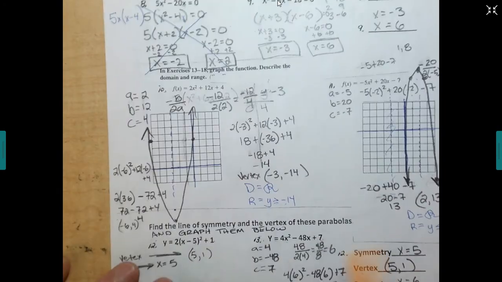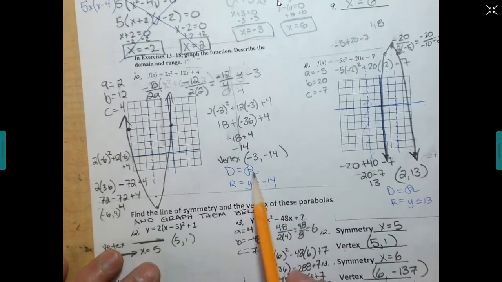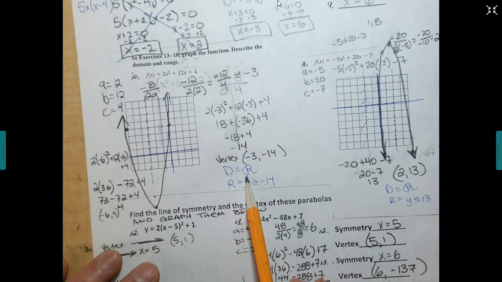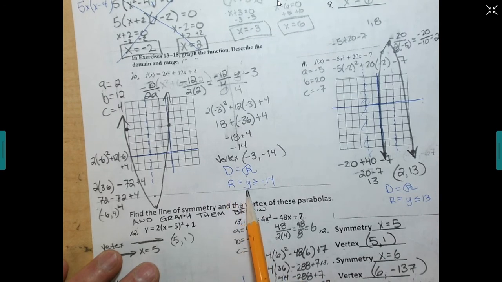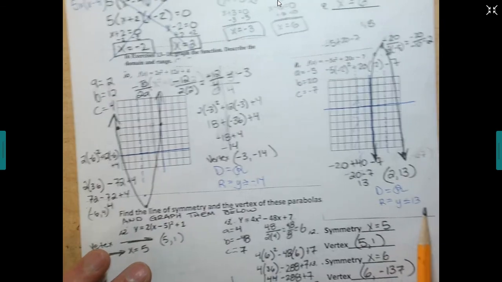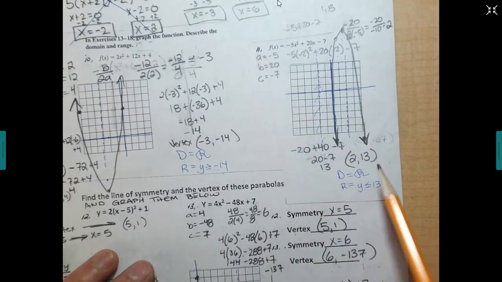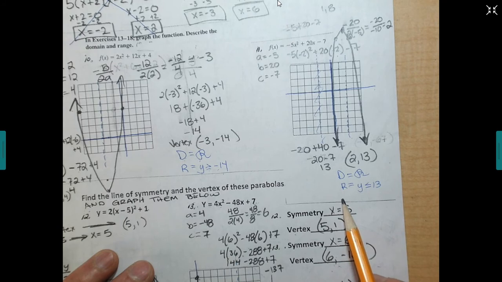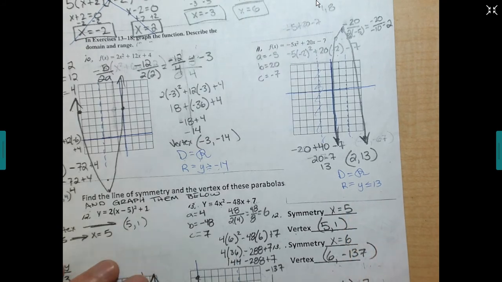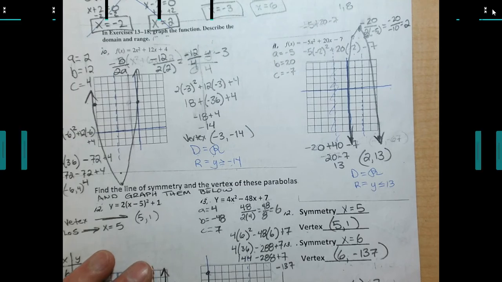2 more problems that I didn't finish. Right here on number 10, I have the domain is all real numbers, and the range is y is greater than or equal to negative 14. Excuse me. And number 11, I have the domain is all real numbers, and the range is y is less than or equal to 13. There are all of the correct answers.